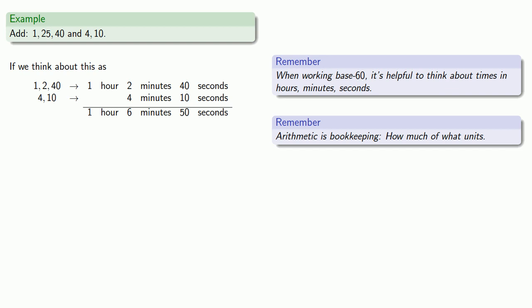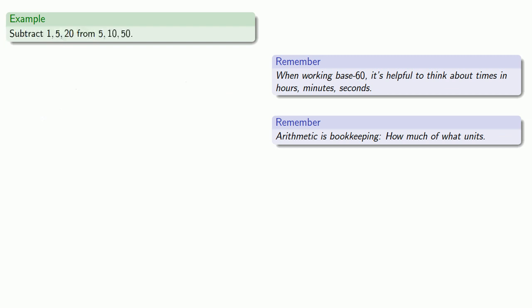Now, while we might think about these as hours, minutes, and seconds, they're just numbers, and so they don't actually have these units there, and so we should record our final answer as a base 60 number, 1, 6, 50. How about a subtraction?